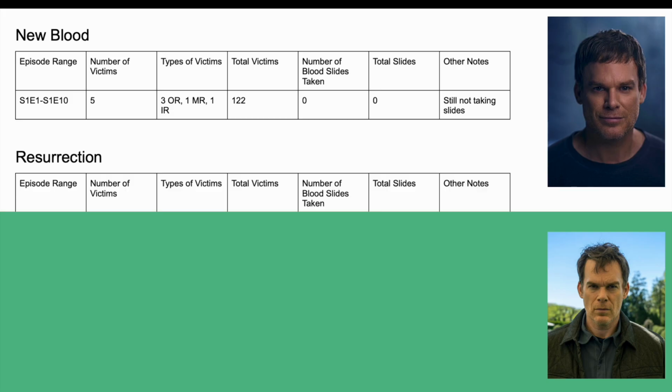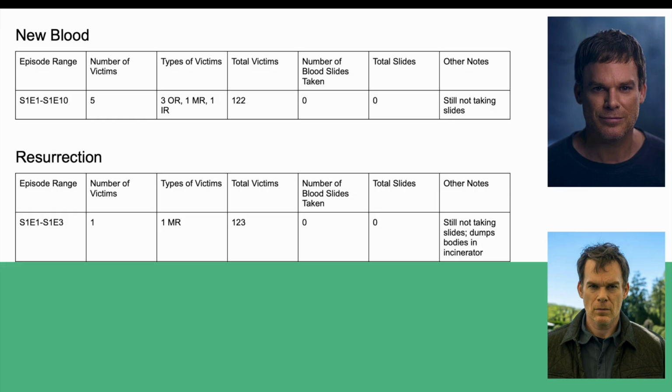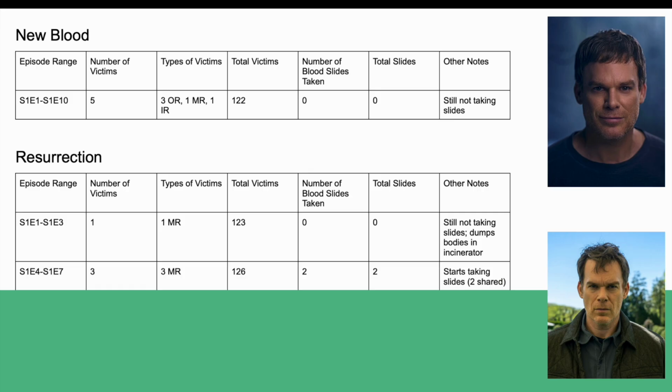And in Resurrection, in the first 3 episodes, he kills 1 person, but he does not take a slide, and he dumps the body in an incinerator. The next couple episodes, he kills 3 people, and he takes 2 slides. So he doesn't start taking slides again. However, because Gareth and Gareth 2 were twins, he makes them share a blood slide.